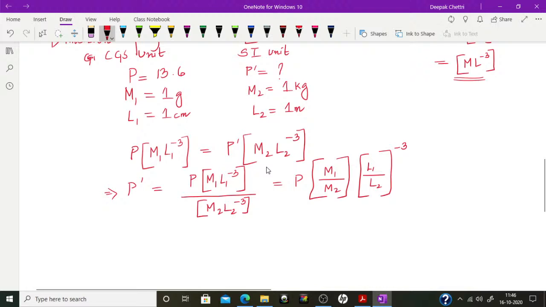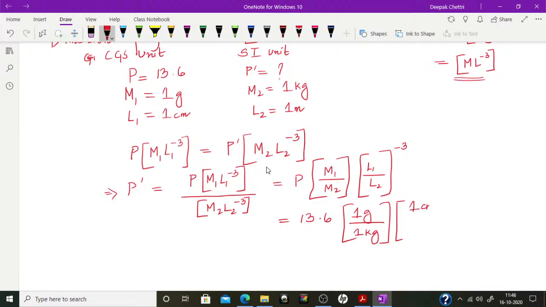Now I will put the values. How much is P? P is 13.6, right. M1 is 1 gram, M2 is 1 kg, right. L1 is 1 centimeter, L2 is 1 meter.